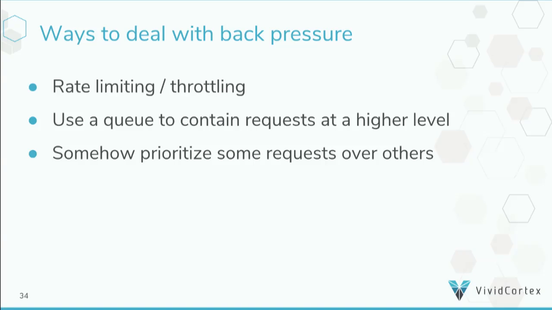So of course you can do some rate limiting or throttling at the application level, but I understand this is kind of difficult to do, especially if you don't really know how far you can push your systems. The other thing that you can do is try to use a queue to contain requests at a higher level.